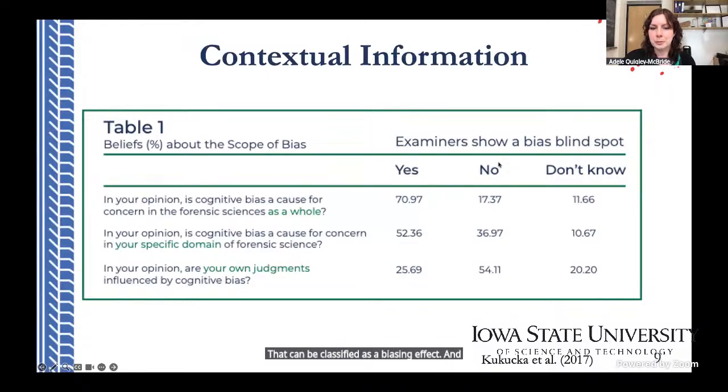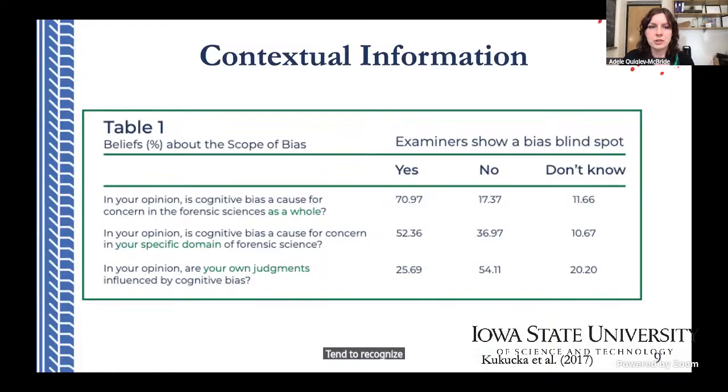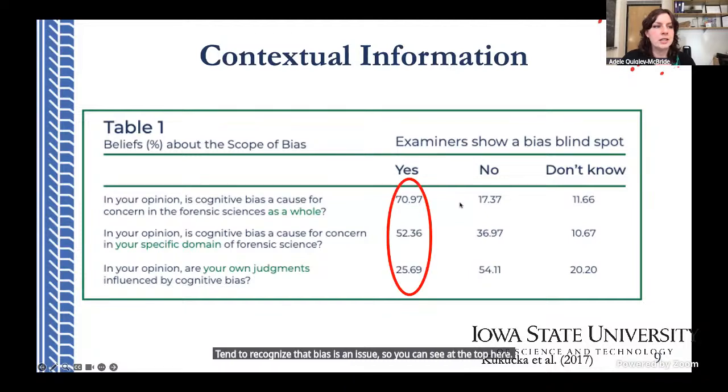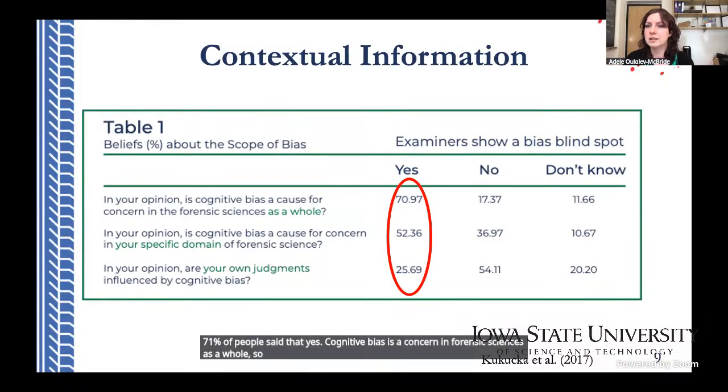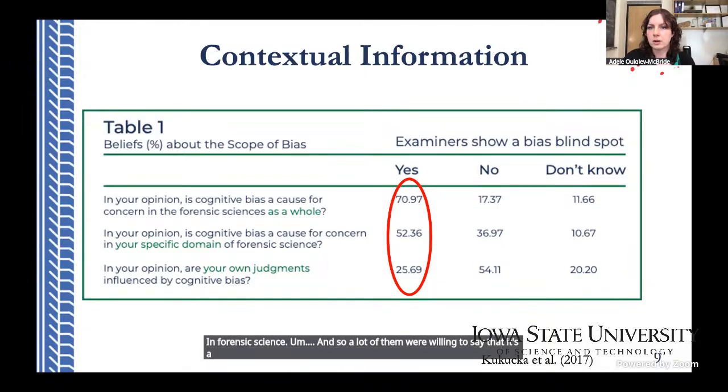And a final note about bias is just that people tend to recognize that bias is an issue. So you can see at the top here, 71% of people said that yes, cognitive bias is a concern in forensic sciences as a whole. So these were forensic scientists asked to consider cognitive bias in forensic science. And so a lot of them were willing to say that it's a problem in forensic science as a whole.